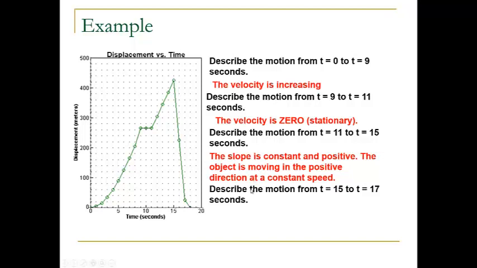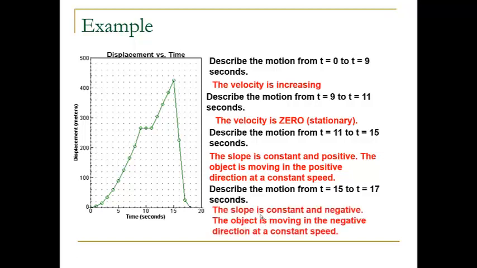Then from 15 to 17 seconds, you look at your slope. Your slope is now pointing down, so it's negative. So now you're moving backwards. You're moving in the negative direction, and you're moving at a constant speed. It's a really steep line, so it looks a little jagged because it's pixelated on the computer. But it is a straight line, so that tells you, again, you're moving at a constant speed.